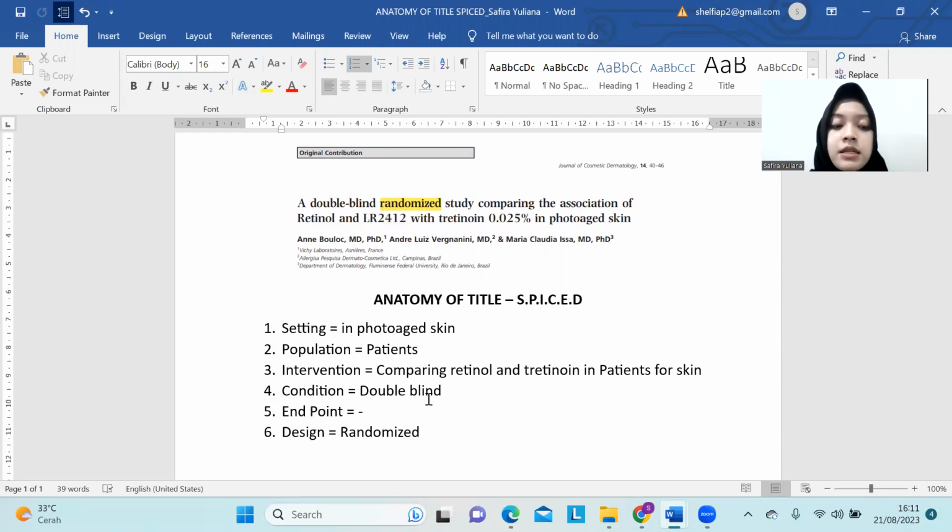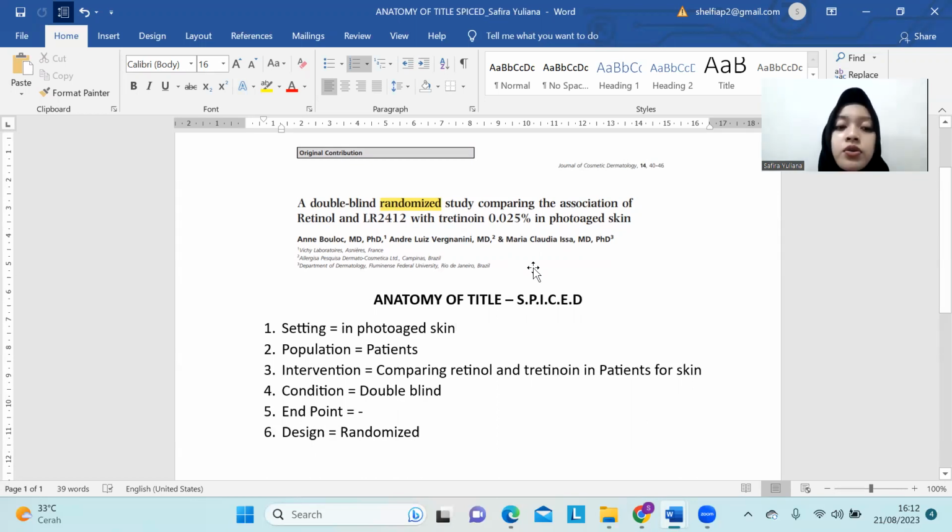And number 6 is design. Design: including the study design in the title itself makes the title complete, and it is usually placed after a colon or an em dash. And the design of the title is randomized. There is the double-blind randomized study comparing the association of retinol and LR 2412 with tretinoin 0.025% in photoaged skin.